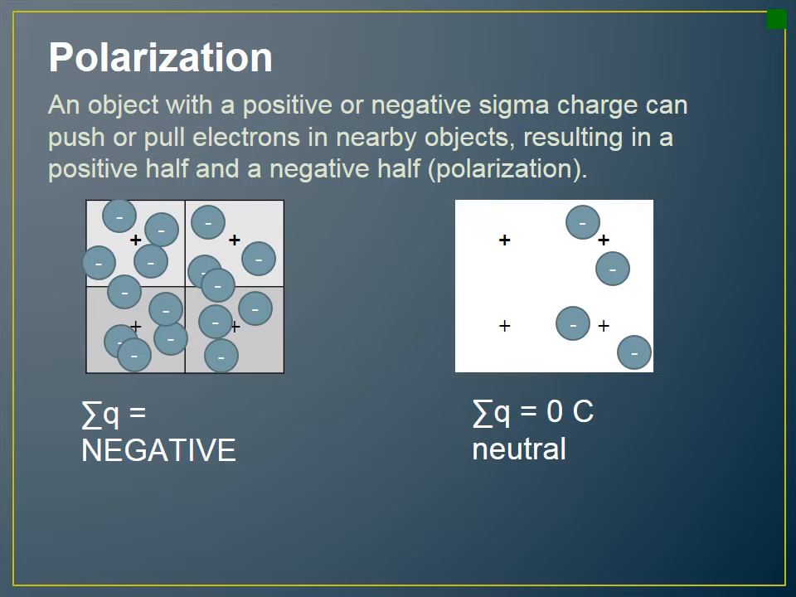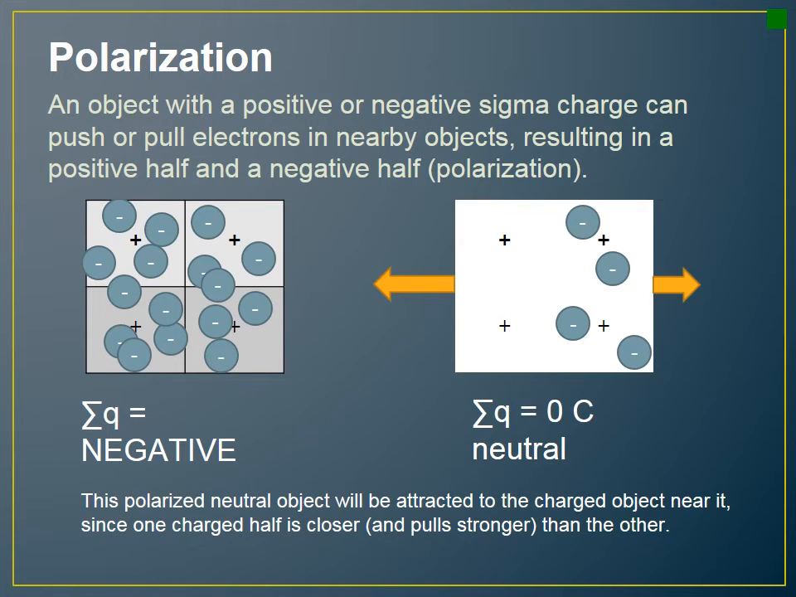The result of this is 2 different forces. We have an electric force pushing to the right from the electrons that are being repelled, and we have an electric force pulling to the left from the protons on the left half, being attracted to all those electrons from the object on the left. So the object has 2 forces acting on it, repulsive and attractive.